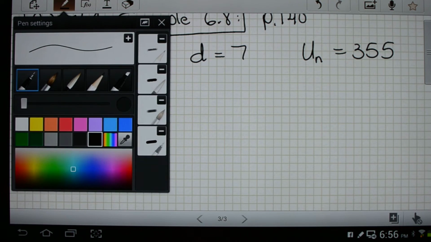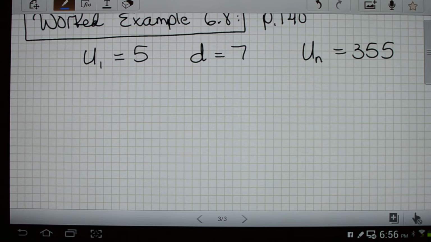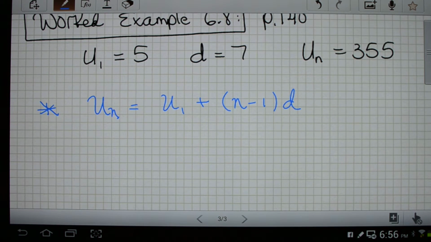So always start with the formula. I didn't really write the formula out a lot in the last example because I knew I didn't have a lot of space for that. But the formula is Un equals U1 plus n minus 1 times the common difference. So we know Un is 355, so we're going to put that right here in place of Un. U1 is 5 plus n is what we're trying to find. n is the term number. That is what we're trying to find, so you can't plug anything in there. Common difference is 7.